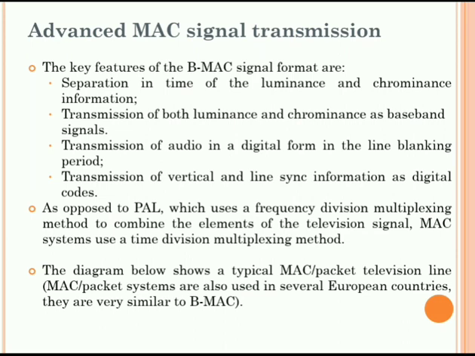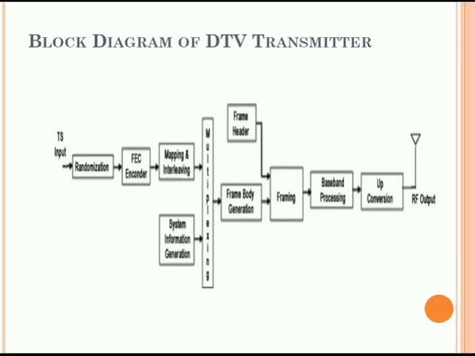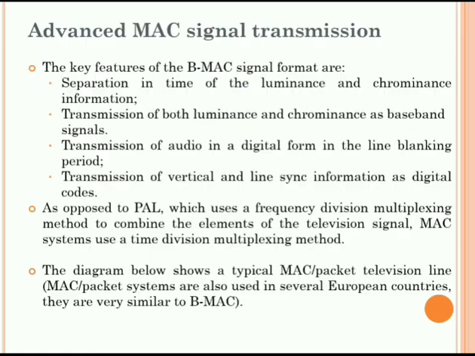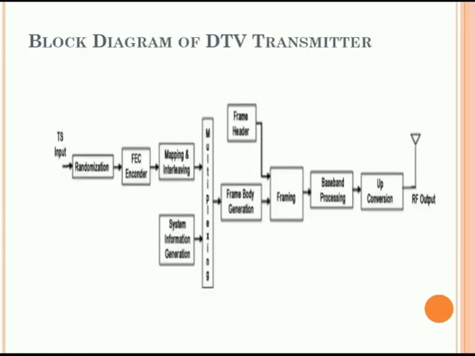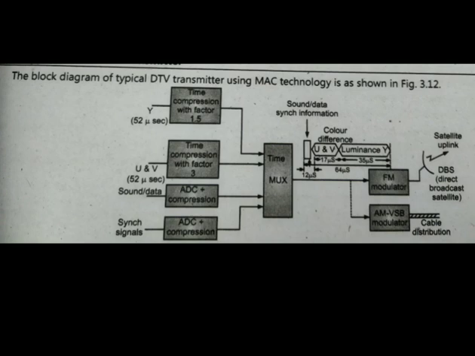The diagram in the next slide shows the typical MAC packet television line. MAC packet systems are also used in several European countries, and they are very similar to B-MAC. This is nothing but the MAC packet television line transmitter. This diagram shows the block diagram of a typical DTV transmitter that is using MAC technology, a typical MAC DTV transmitter block diagram, as on the screen.